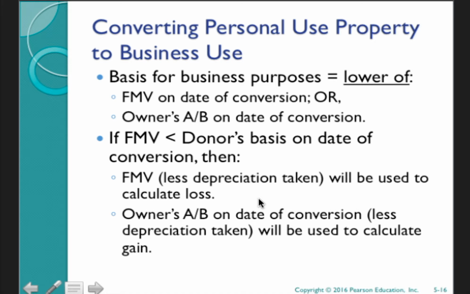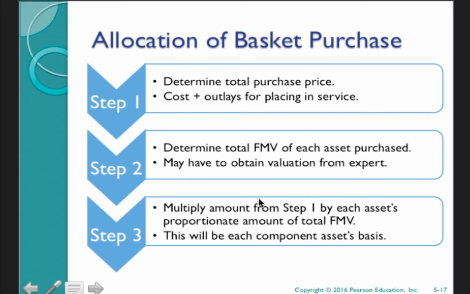So we can take a look at this flow chart. When we are determining how basis is allocated, assuming that there's a basket purchase, and that just means more than one item goes into this purchase. How are we going to allocate? This is usually, like if we're looking at land and building, or whatever it is we're looking at, where it's not specifically set out and stated what the purchase price is for each particular part of the purchase. So step one is determining the total purchase price, and that's determined by cost plus outlays, or money that's paid for placing the asset in service.